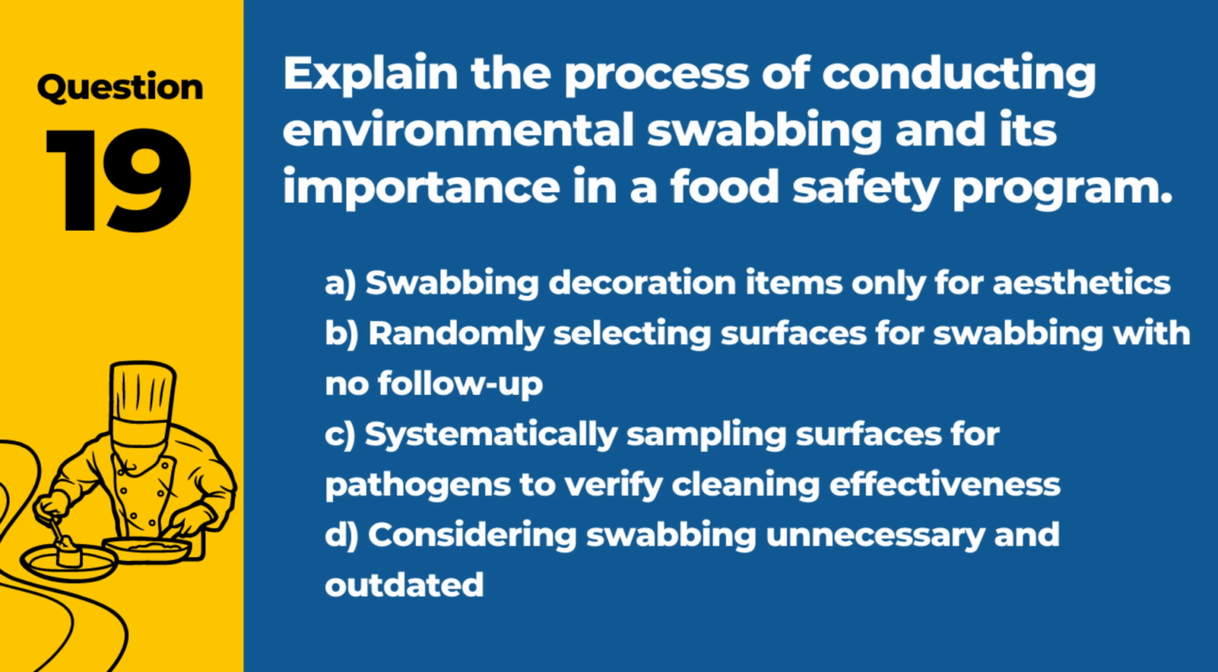Answer C. Systematically sampling surfaces for pathogens to verify cleaning effectiveness. Environmental swabbing is a critical component of a food safety program, as it helps verify the effectiveness of cleaning and sanitation practices by detecting the presence of pathogens on surfaces.